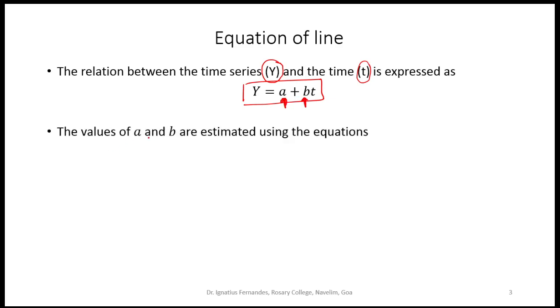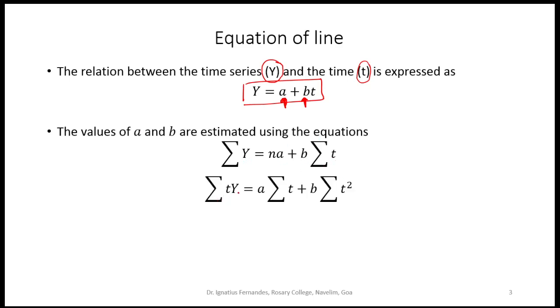The values of a and b are estimated using two equations, which are given by summation y equals n times a plus b summation t, and summation ty equals a summation t plus b summation t square. These two equations are usually referred to as normal equations or least squares equations.